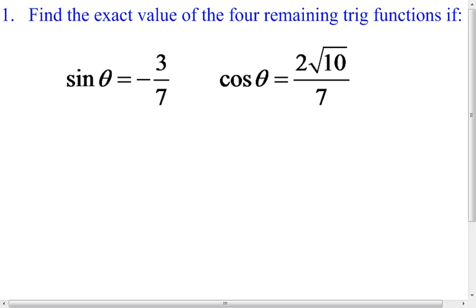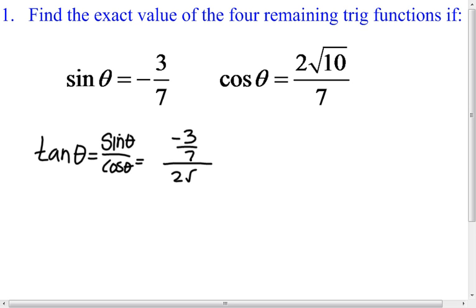So, first of all, I'm going to start you with tangent, and with this particular one, you don't need to really do too much work because tangent can be written as sine over cosine. And so in this case, you'll have negative 3/7 over 2 root 10 over 7. Instead of dividing by a fraction, I am going to multiply by the reciprocal, so I'm going to multiply by 7 over 2 root 10 instead, and cancel that out. My 7's will drop, and then I will be at negative 3 over 2 root 10.